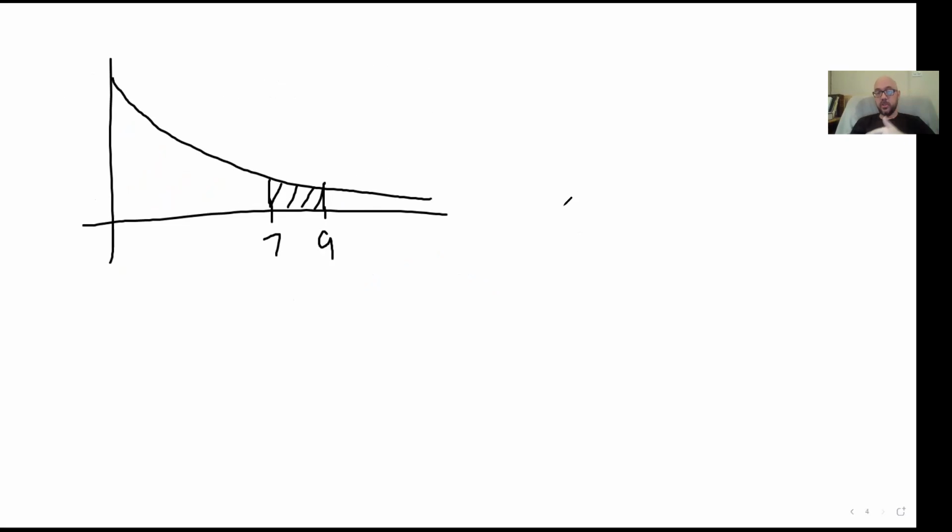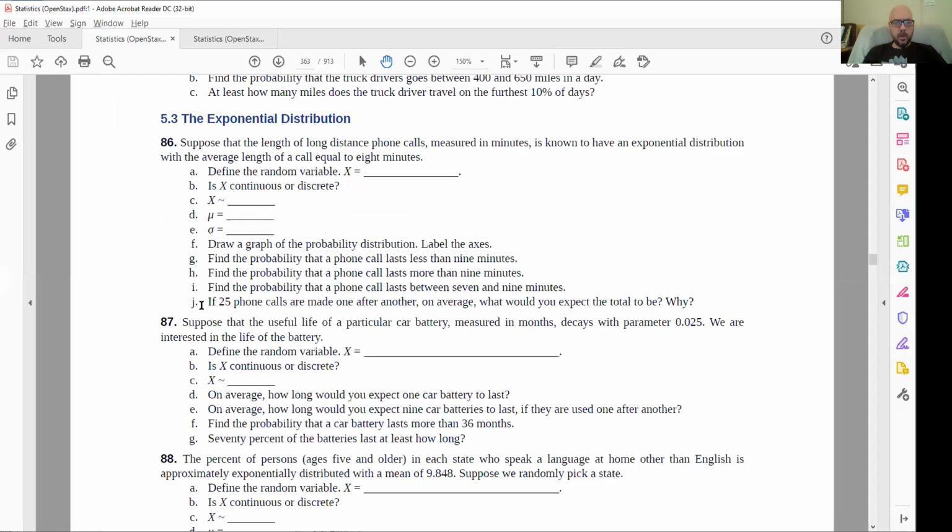Or I actually did it to the right because the formula is slightly easier. The formula to the left has a 1 minus it, and the formula to the right doesn't. So I do it to the right when I have these options. So we do the area to the right of 7 minus the area to the right of 9. And that gives you like 9% or something like that. And if 25 phone calls were made one after the other, what would you expect the total to be?